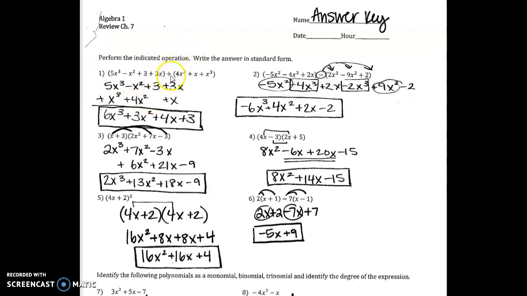Number one, when you are adding, you are strictly just combining like terms. You could either put shapes, boxes, circles around them, or you might choose to stack up the like terms and do it vertically like that.